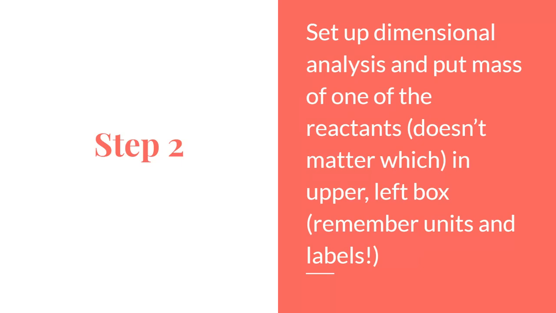The next step is to set up dimensional analysis. You can pick which reactant you want to start with. For simplicity's sake, I'm starting with the first one if you want to follow along with the work that I have for you. You are going to put the mass of whichever reactant you want to start with in the upper left-hand box, remembering to use units and labels. So why don't you take a second, do the first reactant just so that we can be on the same page. Put that in the upper left-hand box.